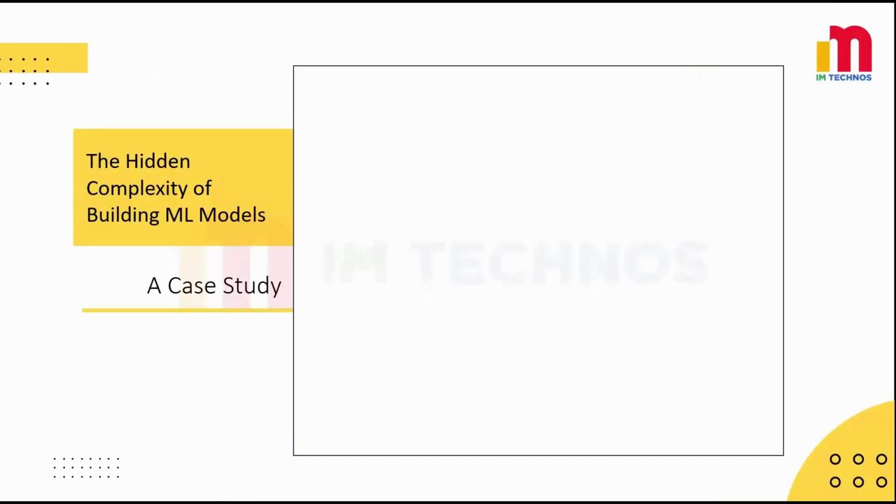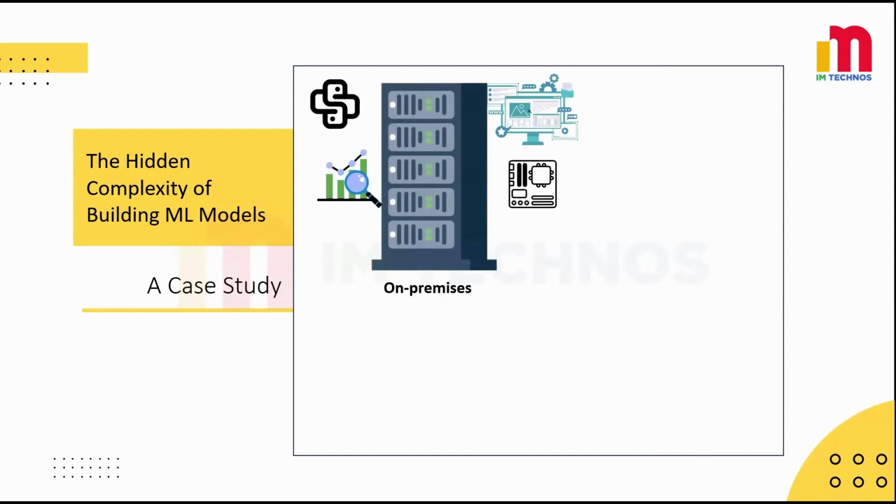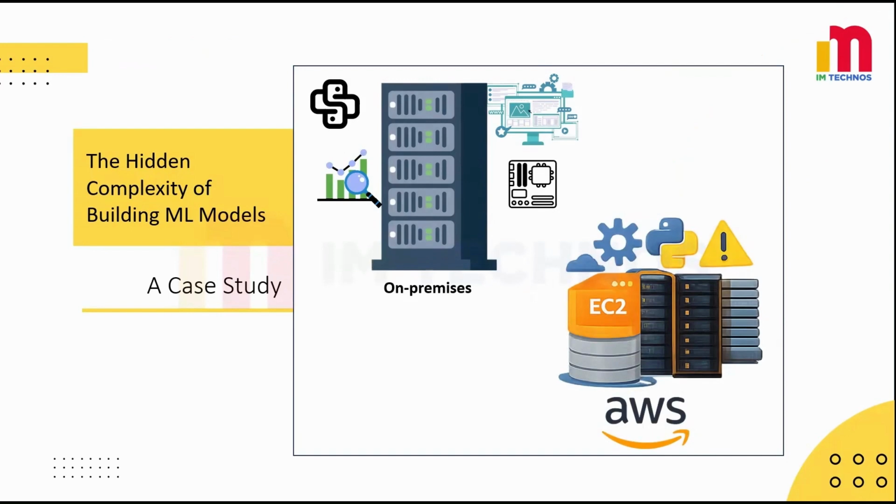But in reality, before you even start building a machine learning model, you need many things like servers, GPUs, Python libraries, scaling, monitoring, and much more. In simple words, you first need infrastructure. Now, even if you choose the cloud and use AWS services like EC2, the work is still not simple. You need to launch an EC2 instance, install Python, install libraries like TensorFlow or PyTorch, manage scaling, and handle failures. For users who are doing it for the first time, this process is not beginner friendly at all.